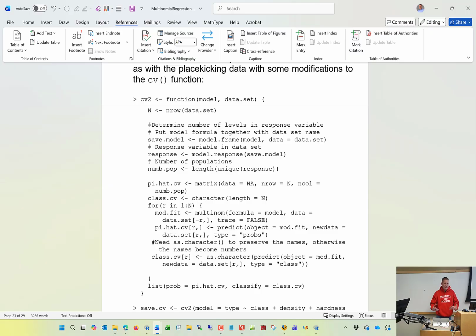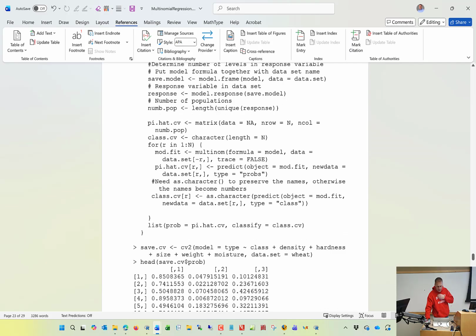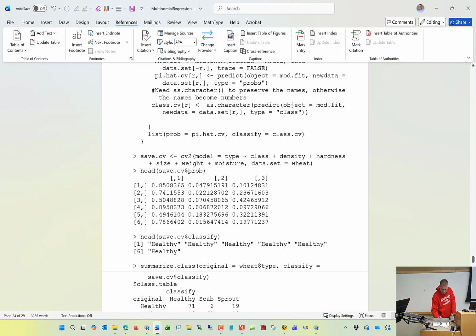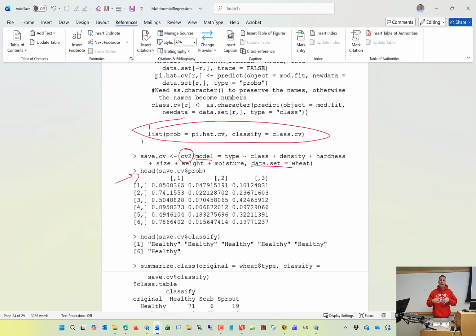I'll let you look through the details of this function on your own. It just emulates what we've done before. To run this, the function is called CV2. We put in our model and the data set. What will come back out to us, as one of the components of a list, are the estimated probabilities using cross-validation. Remember that first observation, before with resubstitution, I believe we had an estimated pi of about 0.86. Now we have 0.85.